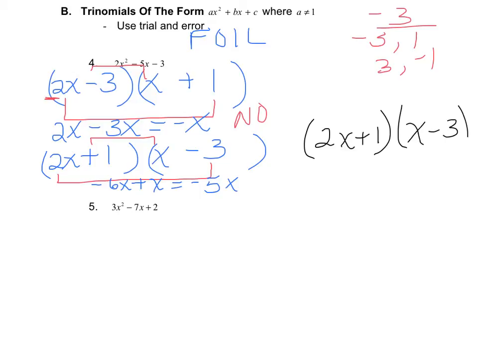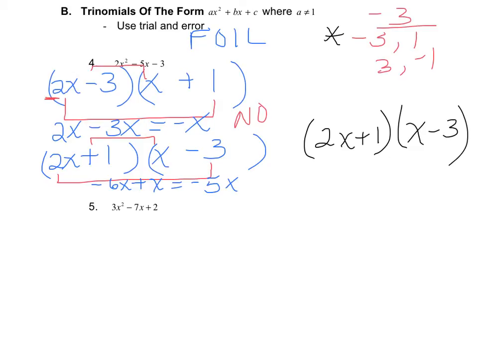So my answer for factoring 2x squared minus 5x minus 3 will be 2x plus 1 and x minus 3. Now again, remember, when you try your first pair of factors, if it doesn't work, before you discard them, you flip them around and try them again, because in this case, it worked. If it wouldn't have worked, then you could have crossed them out and moved to the second pair.